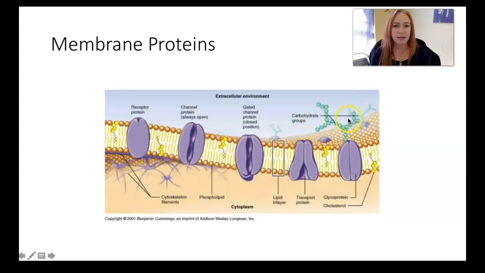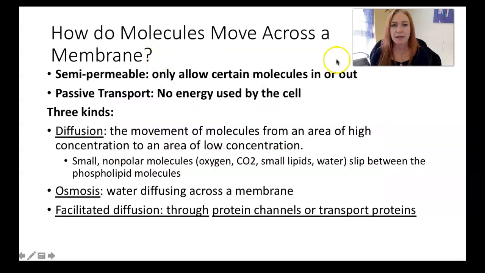Okay, and then signaling proteins, they have carbohydrates on them. Sometimes they have glycoproteins on them, and that is on your worksheet for today. Glycoproteins are just a protein that have a sugar stuck to them. Glyco is sugar. Okay? Those are signalers. Okay, all right. So how do you move things across a membrane? They just go. How about that? They just go.